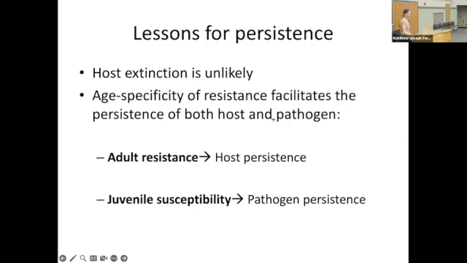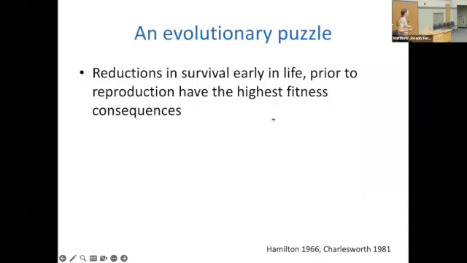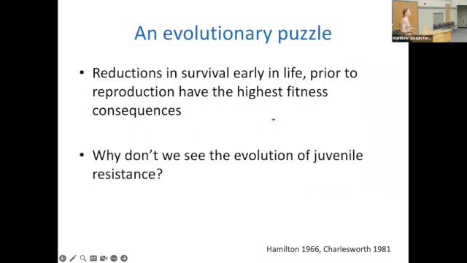So the question that my lab has been really interested in now is, why are the seedlings so susceptible? This is an evolutionary puzzle, because we would expect that reductions in survival early in life, prior to reproduction, would have the highest fitness consequences. It's bad to get infected before you've had a chance to reproduce. And so we've been interested in the question of why we don't see the evolution of juvenile resistance.